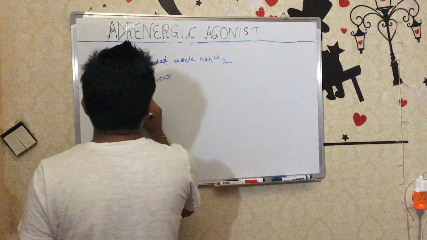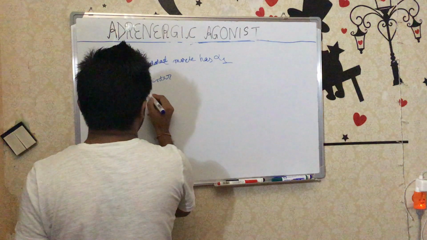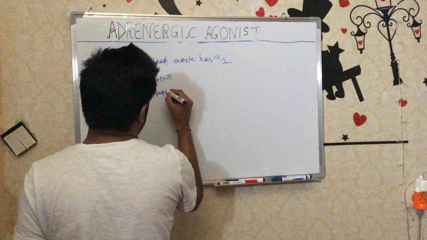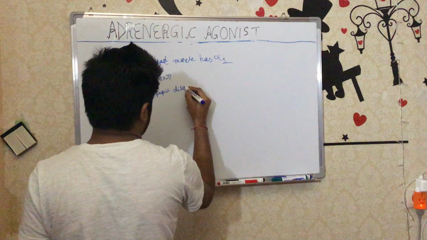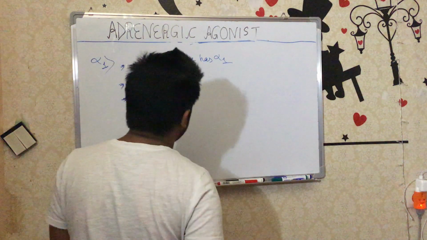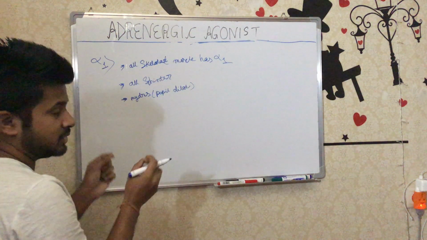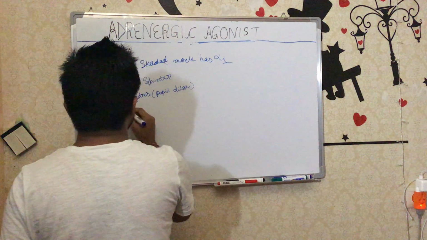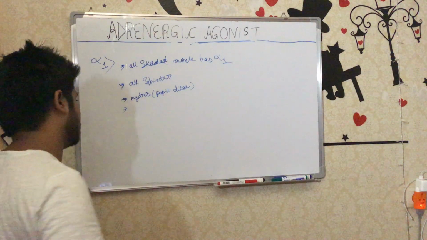In the eye, it produces mydriasis, and the pupil becomes dilated, because it contracts the radial muscles of the eye, and whenever the radial muscles contract, the pupil dilates. So that's what is called mydriasis. It's also present in the prostate.